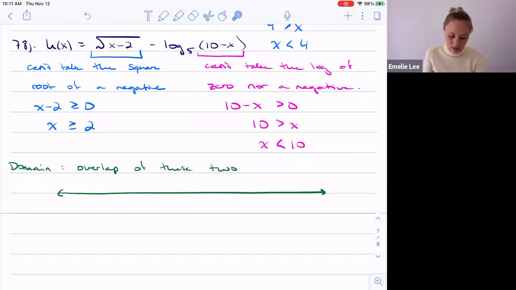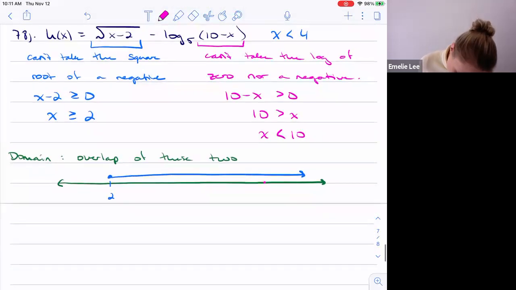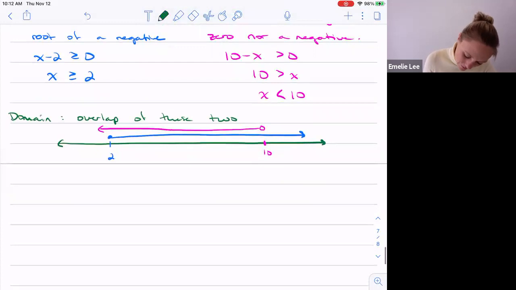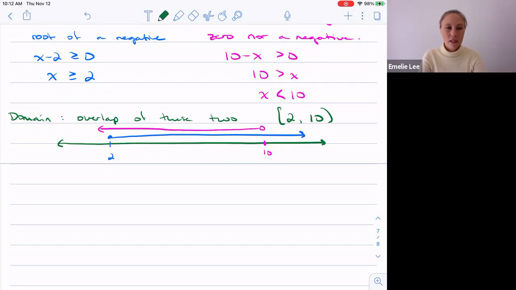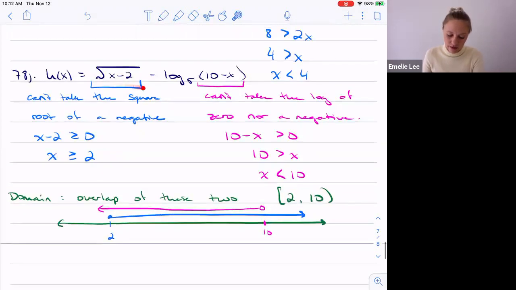Because if I put x equals 2 on here, so here I'm at 2, and it's including 2, and x has to be greater than or equal to 2. And then if I put on 10 here somewhere, x can't be equal to 10, but it has to be less than 10. And so here I've got an open dot. So the overlap here is going to be including 2, so a square bracket at 2 up until 10, but not including 10. Oops, I said square bracket and then I did a round bracket. 2 to 10, not including 10. So that would be the domain of this whole thing.